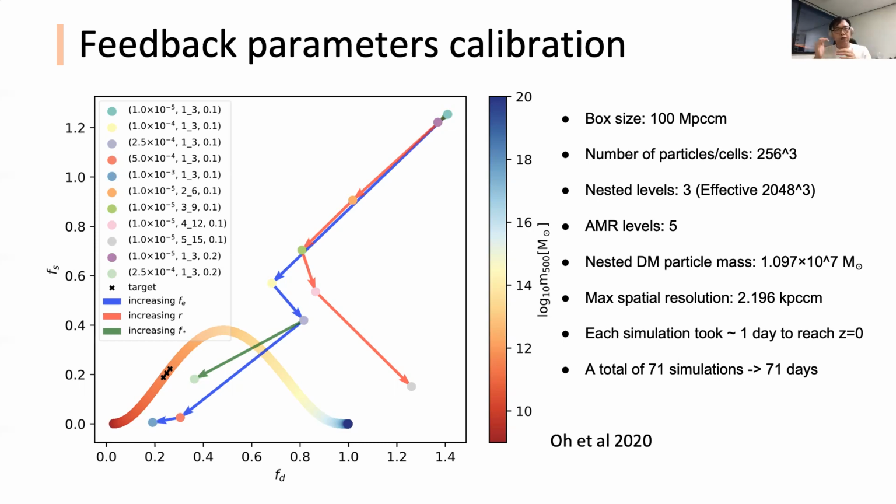What they did is they changed each parameter individually in order to find out the impact of the parameters on the actual observables. They took a total of 71 simulations, and each simulation took about a day to reach redshift 0. This means that they used over 2 months in order to calibrate this simulation. So what we are trying to do is to introduce the use of machine learning techniques in order to reduce this amount and hopefully get a better match than what they have achieved.